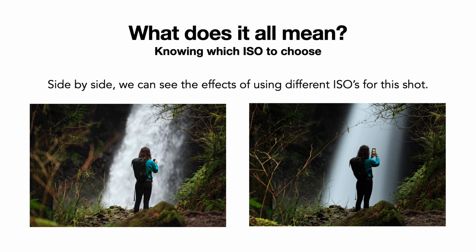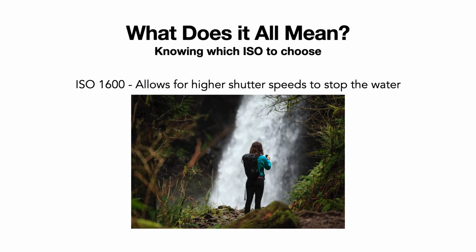As for controlling the sense of motion in your image, ISO does not work alone. Along with shutter speed, ISO can be used to stop all movement or allow motion to pass through your image. Very high ISOs allow for higher shutter speeds, meaning you can take faster photos and stop all of the movement and action. For this image, an ISO of 1600 was used.